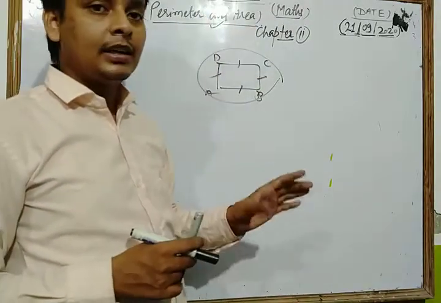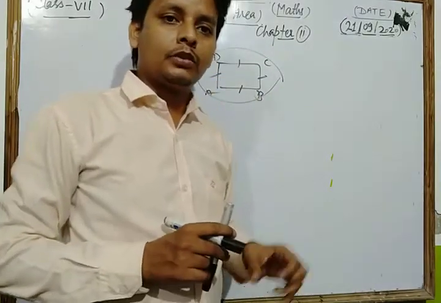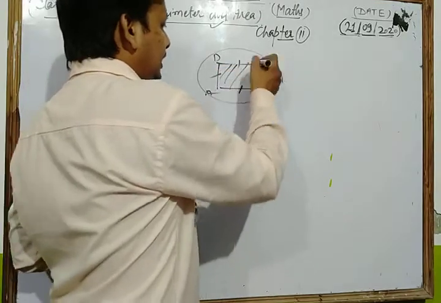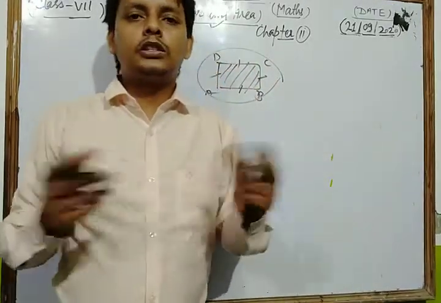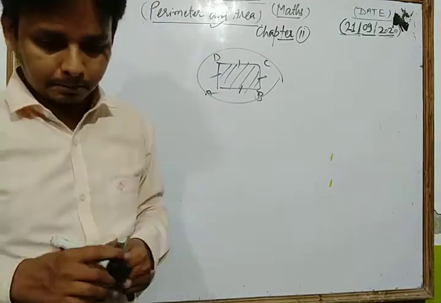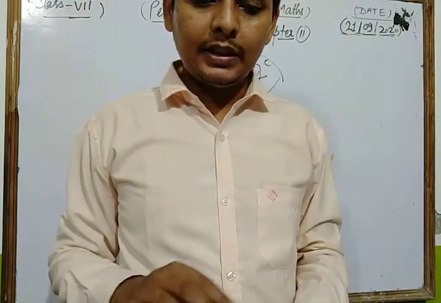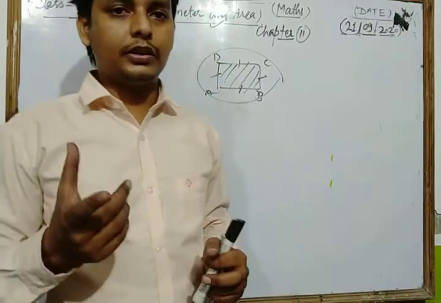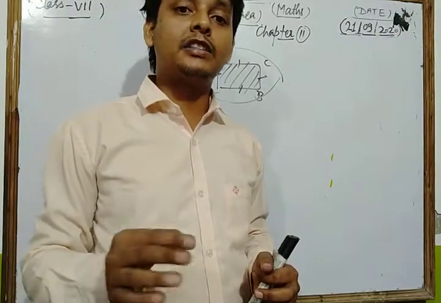Now what is the area? The total region occupied by any figure. The region occupied by that rectangle is known as its area. So this is the difference between area and perimeter. Now students, we take some geometrical figures and discuss the formulas of their area and perimeter.